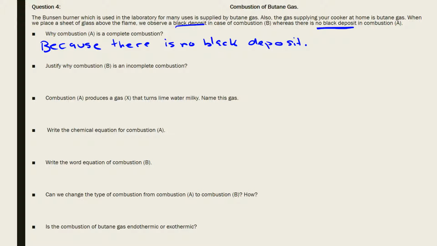Justify why combustion B is an incomplete combustion. The key here is that we see a black deposit. Okay, if we see a black deposit, that means it is an incomplete combustion, because a black deposit is observed.